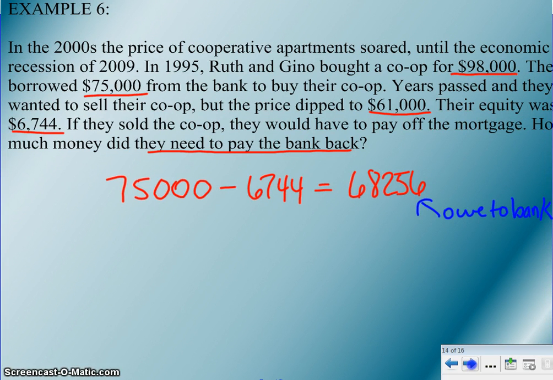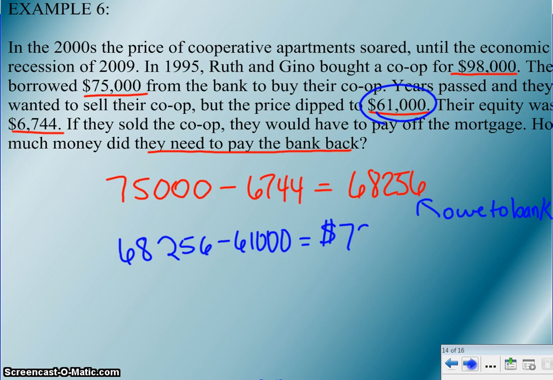Well, it says here prices dipped to $61,000. So if we take that $68,256 and subtract what it sells for, the difference is $7,256. So right here is what they will owe the bank after they sell their home.